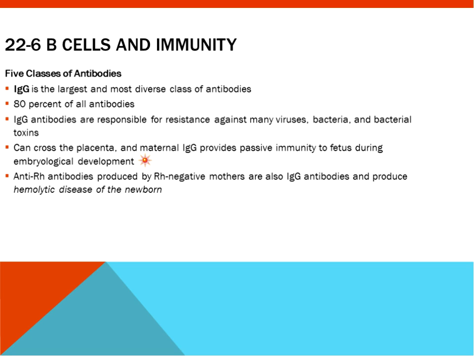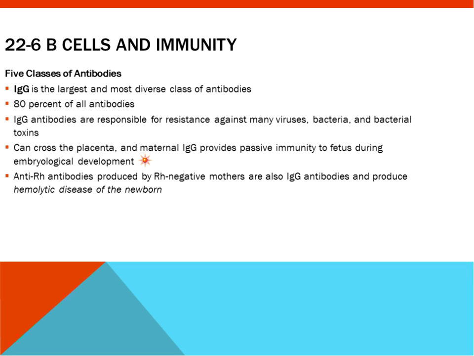Also very important, so far there are 3 bullets on this slide that are super, super important that you should remember: IgG can cross the placenta, and it provides passive immunity to the fetus during embryological development. And also the anti-Rh antibodies created by Rh-negative moms. So remember, if you're A negative and you're pregnant, you have to get that RhoGAM shot because you don't want your body to make antibodies against your child.